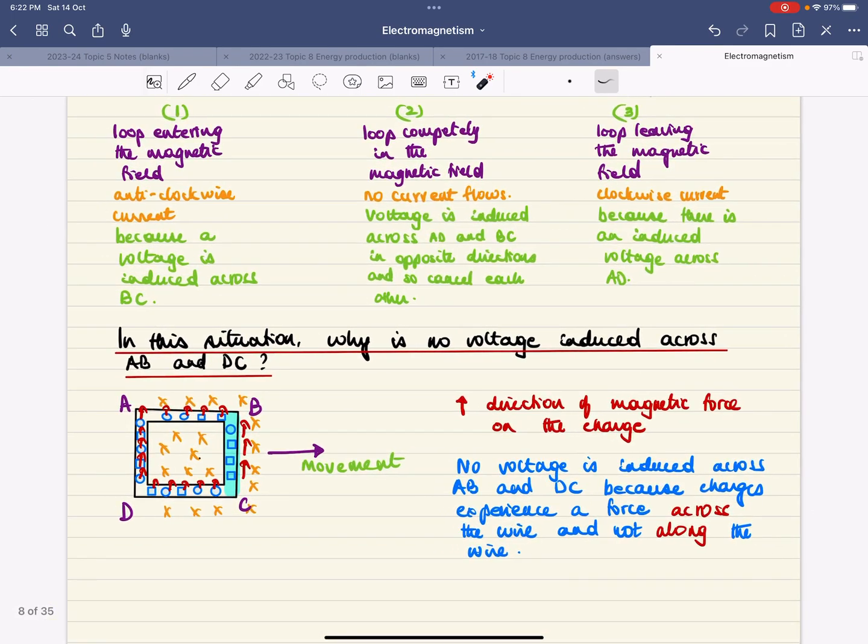Now, in this situation, why is no voltage induced across AB and DC? And that's because the direction of the magnetic force is the same on all the particles. The magnetic force is this way along AD, so that will push the electrons along. But the magnetic force is again in the same direction over here, acting upward, so it's only these electrons actually just pushed across the sides. They don't flow along the wire, and that's why it is so.